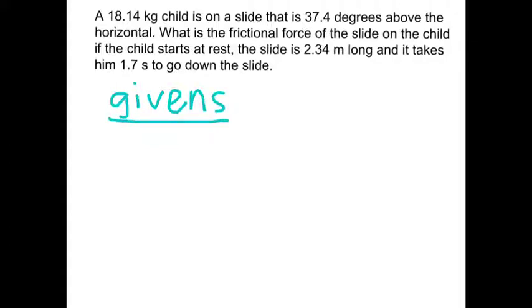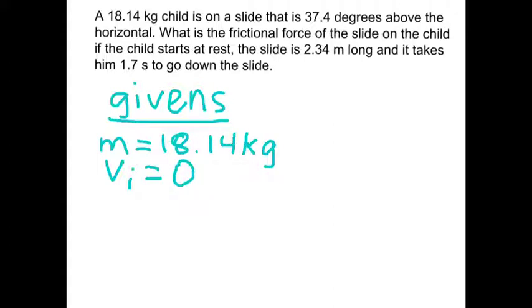First, we need to write out all the givens. So we know the mass is 18.14 kilograms. We know that the initial velocity equals 0 because he starts from rest. Theta is 37.4 degrees.